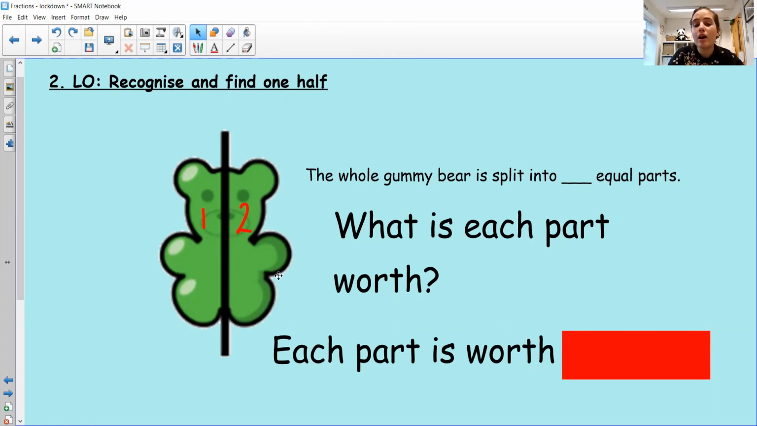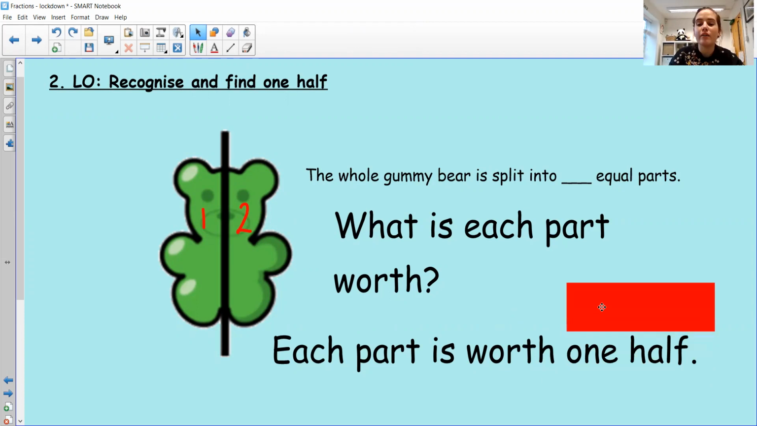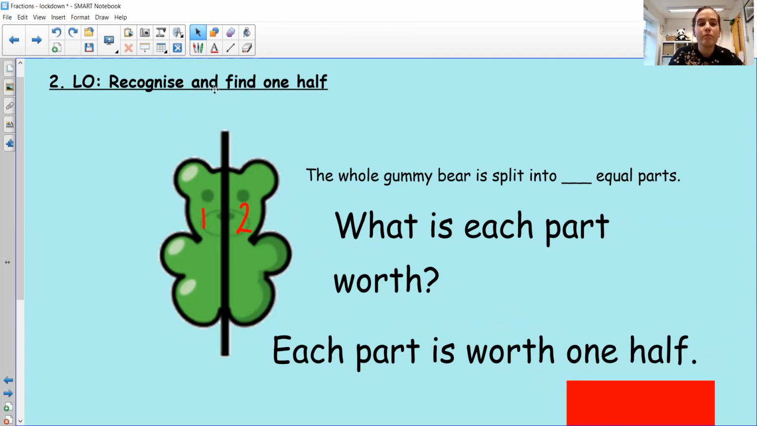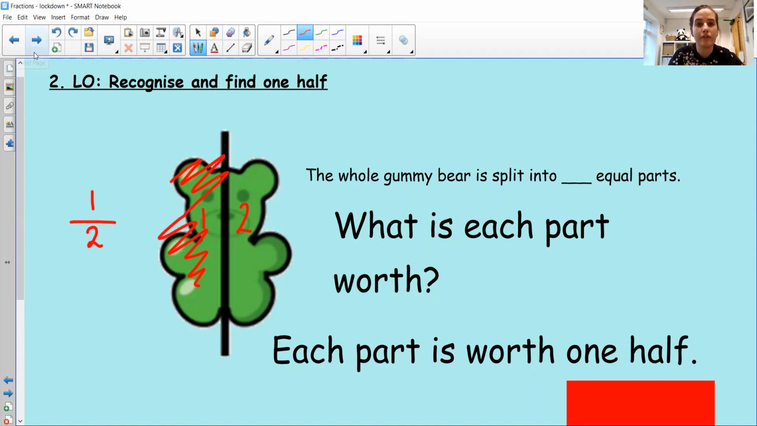What is each part worth? Each part is worth, correct, each part is worth 1/2. And we write that like this. We put our line because it's out of 2 parts. I said there were 2 parts. And if we look at one part or each part, if I shade this in, I've shaded in one part out of the 2, 1/2. And that's how we break down writing that fraction.